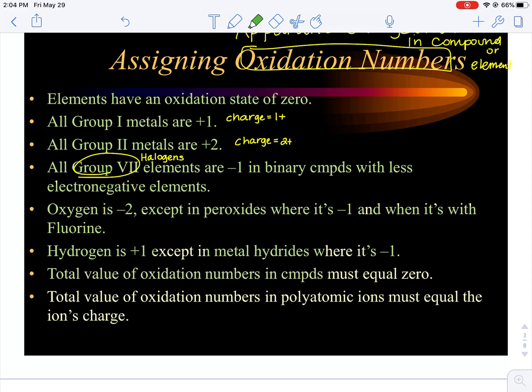The total value of the oxidation numbers in your compounds must equal 0. That's true because our compounds are electrically neutral, and the number that represents neutrality is 0. And if you wanted to break it up in terms of polyatomic ions, the total value of your oxidation numbers in polyatomic ions must equal the ion's charge. If you haven't yet finished copying these rules, please pause the lecture and do so, because we'll move on and apply these rules to various examples.